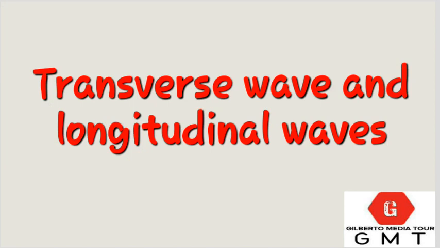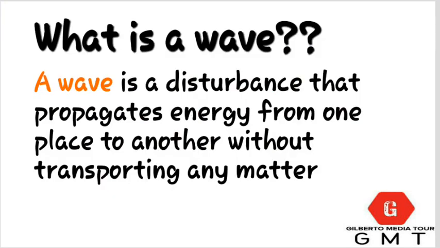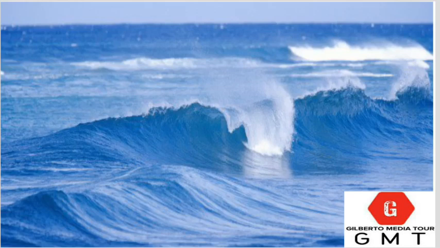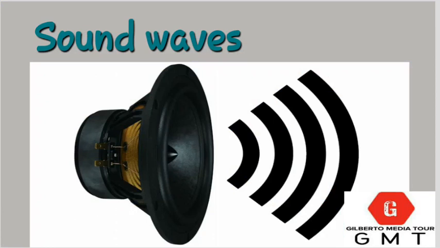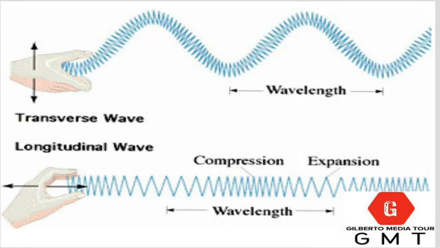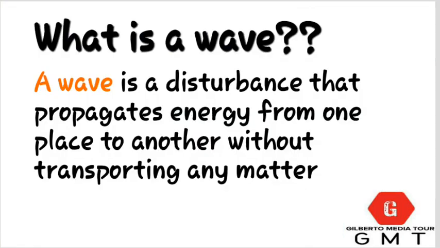Firstly, we know that a wave can be defined as a disturbance that carries energy from one point to another without changing the medium. That is what we call a wave. A wave is a disturbance that propagates energy from one place to another without transporting any matter.